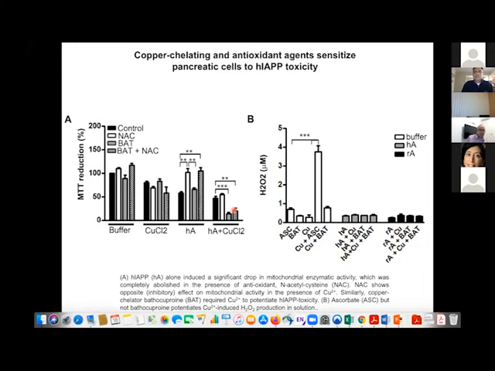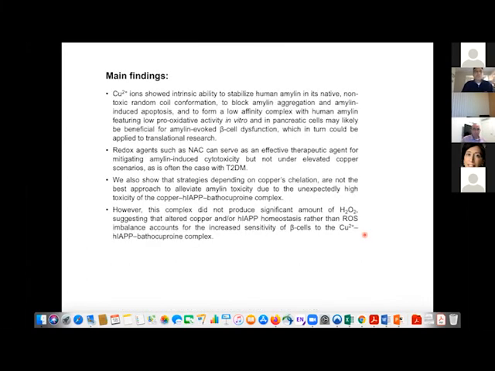And this effect of bathocuproine was not related to its pro-oxidant or antioxidant activity, because no change in hydrogen peroxide levels was detected in the presence and absence of bathocuproine. This suggests that the ability of this complex to enhance amylin toxicity in the presence of copper was not related to its redox modulating activity, but rather to internalization of the complex and disturbing the copper homeostasis in Rin cells.